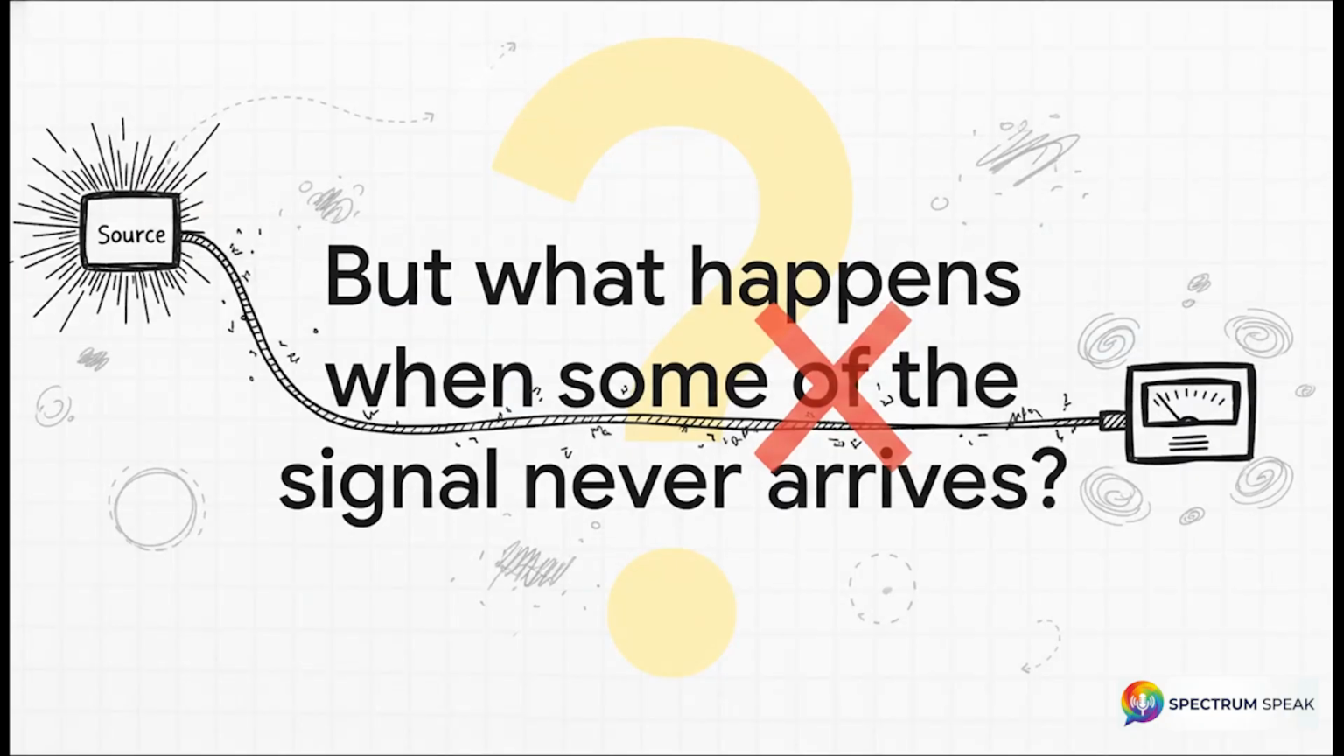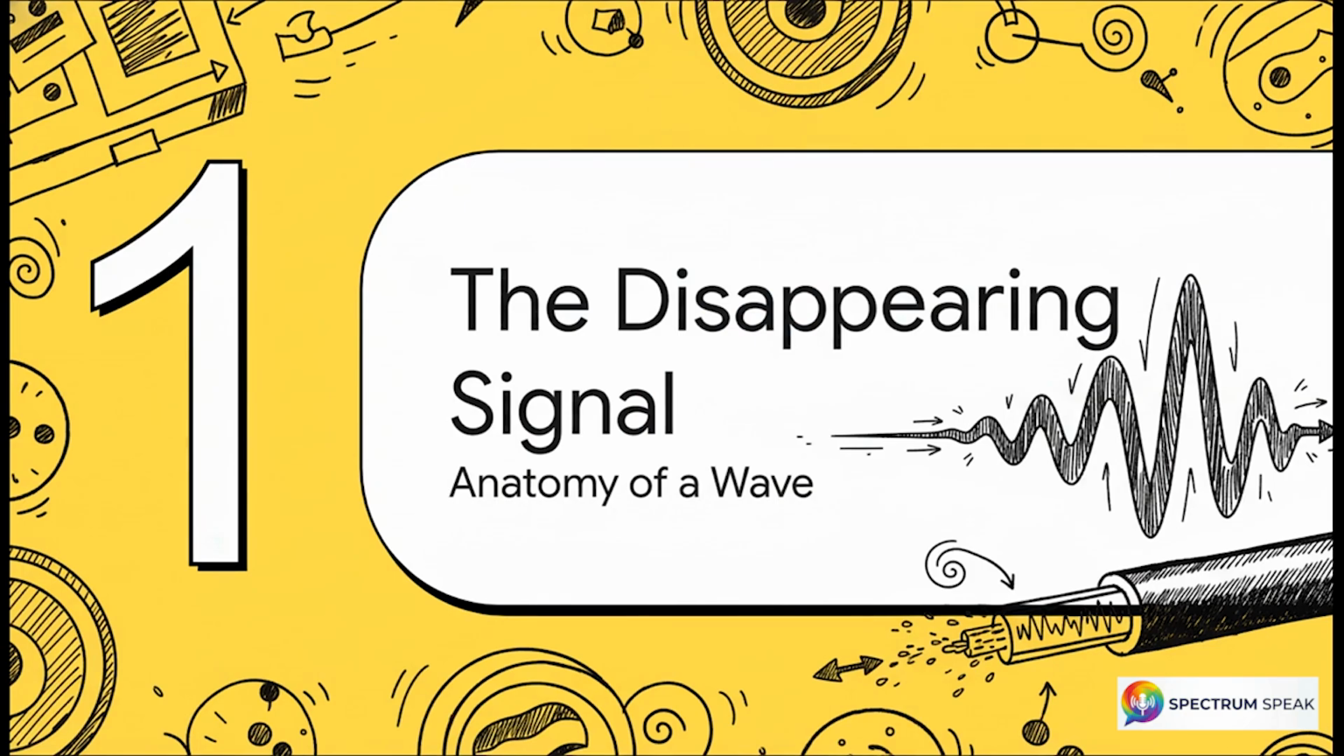You set your source to output a specific power level, but the meter at the other end, it's reading something lower. So where did that power go? It's like it just vanished into thin air somewhere inside that cable. To solve this mystery, we have to understand our victim, the signal itself. We need to look at the anatomy of the wave as it travels, because the clues to where that power went are hidden in the physics of its journey.